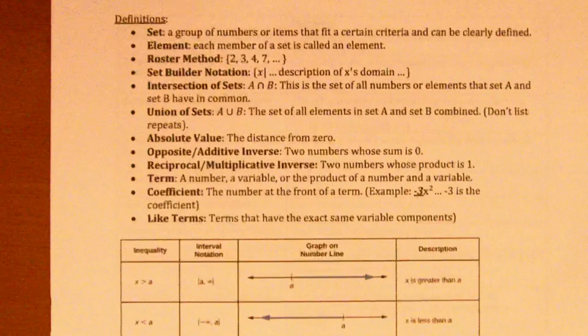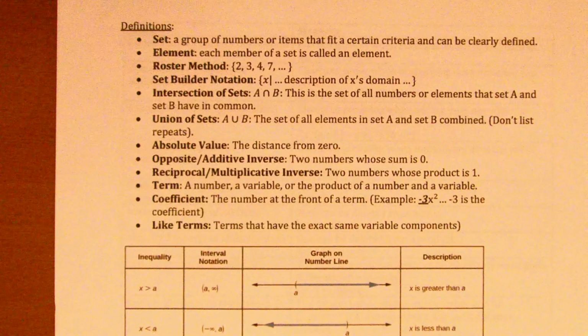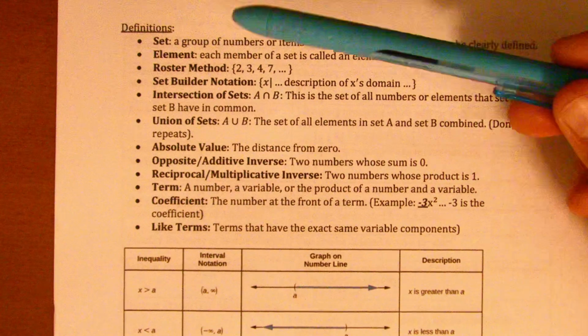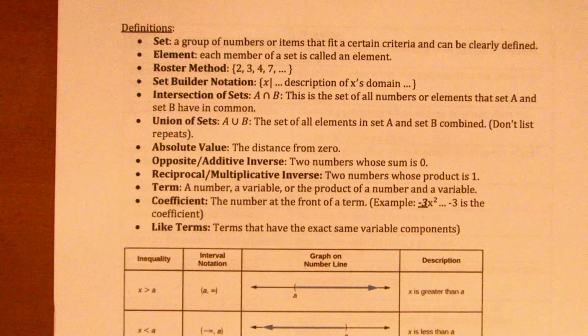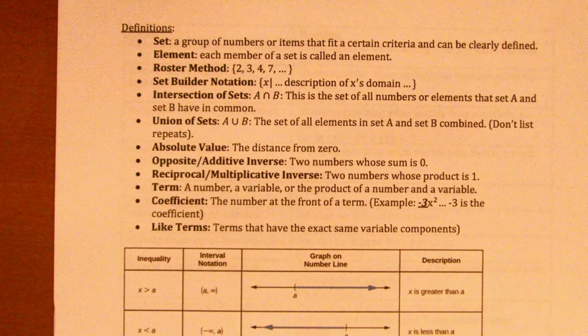We're going to look at some terms here. And some of these terms are things we will be using very soon. Some of these terms are terms that it'll be a while before we actually use them. So we have a set. That's a group of numbers or items that fit a certain criteria and can be clearly defined.